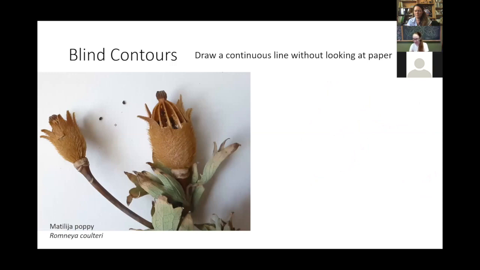Okay. And for our last blind contour, we'll do the Matilija poppy seed pods. Romneya coulteri is the species. They're really beautiful, interesting plants. And if you did get a journaling kit and you have the Matilija poppy pods, you can see the seeds that have fallen out of mine. I would encourage you to go plant those if you want a large, beautiful shrub on your property.